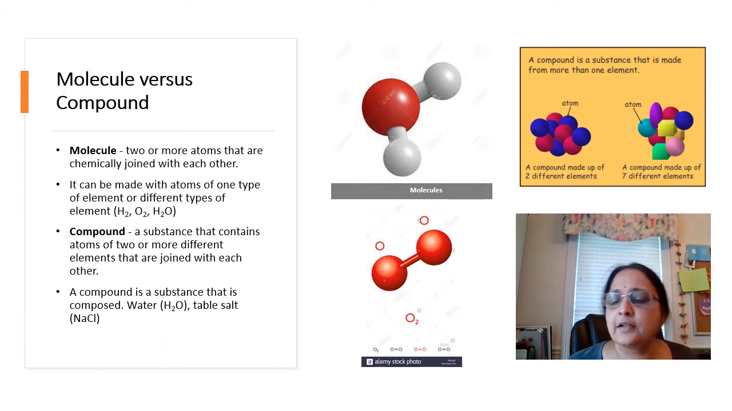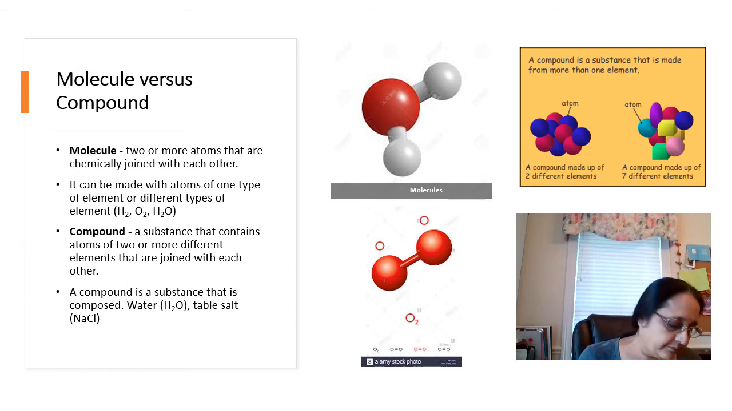Most of the students do get confused with molecule and compound. So let's clarify this before ending the video. So what is a molecule? A molecule is two or more atoms that are chemically joined with each other. That means it may be made of atoms of one type of element or it may be made of different types of elements. Let's say we have taken this particular molecule.